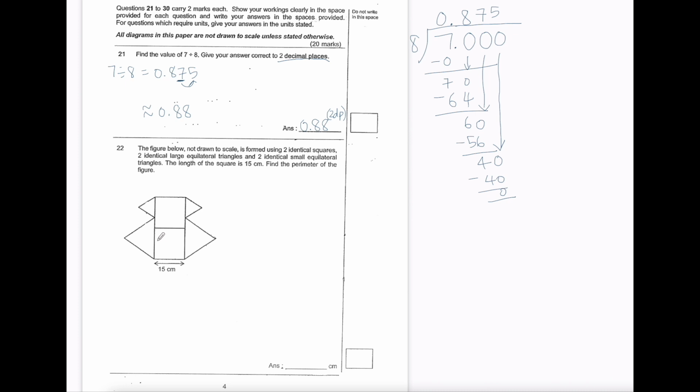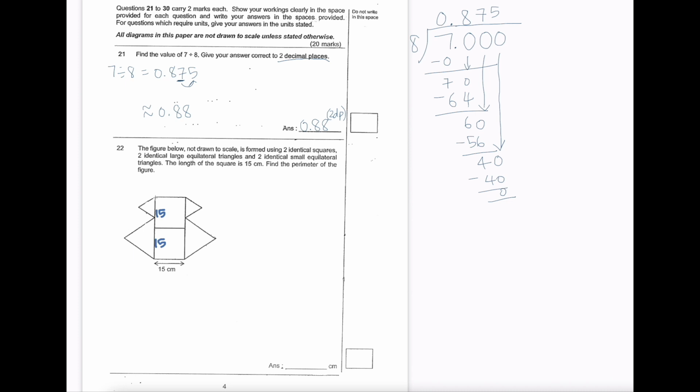So this is 15, right? Because it's one side of the square. And this is also 15. Okay? So total it's 30. Okay? So I'm going to start drawing lines.